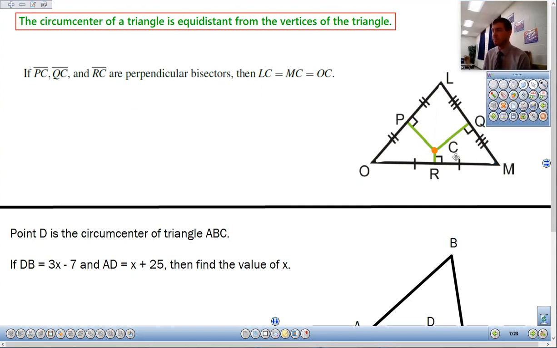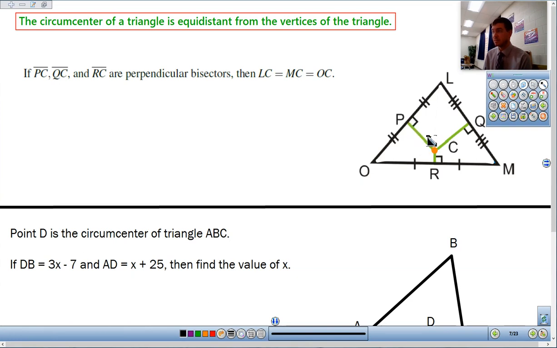So in this diagram, PC is a perpendicular bisector, QC is a perpendicular bisector, and RC is a perpendicular bisector. They all meet at one spot called point C, and that means that L to C, C to M, and O to C are all the same distance because of that.